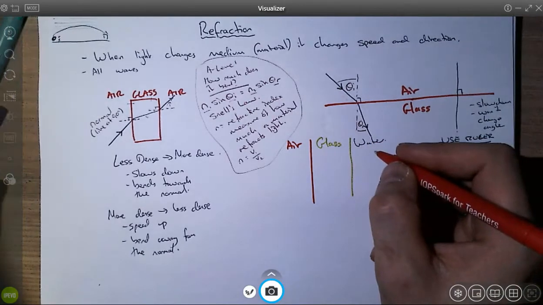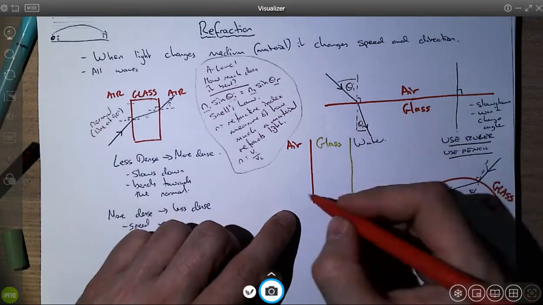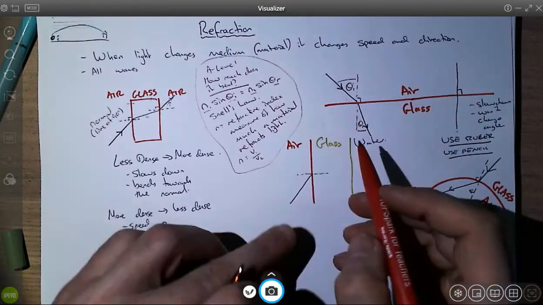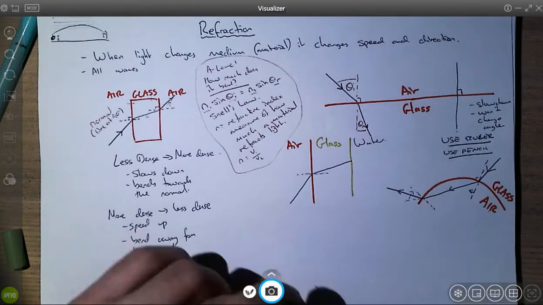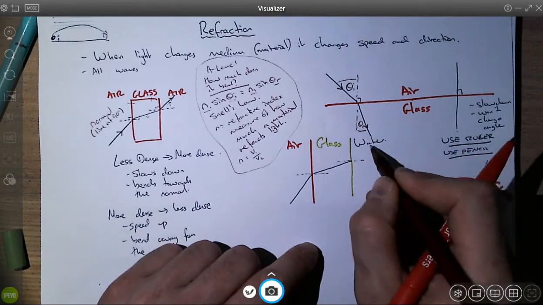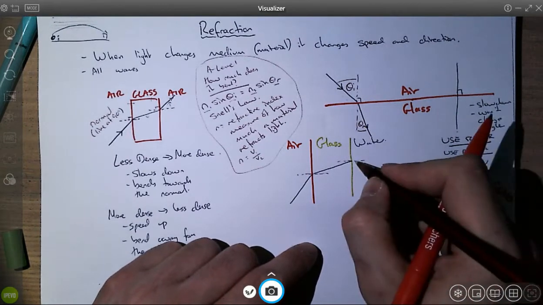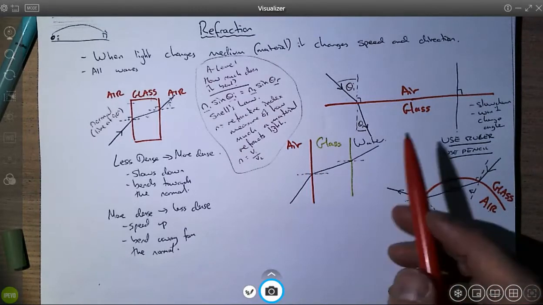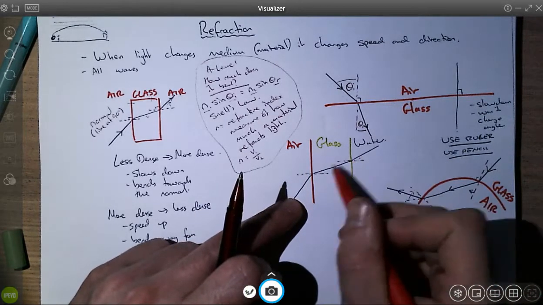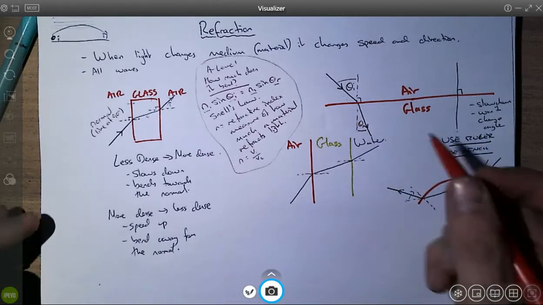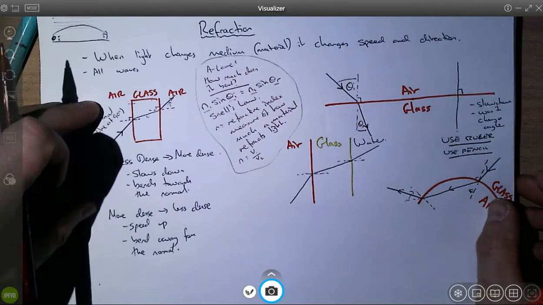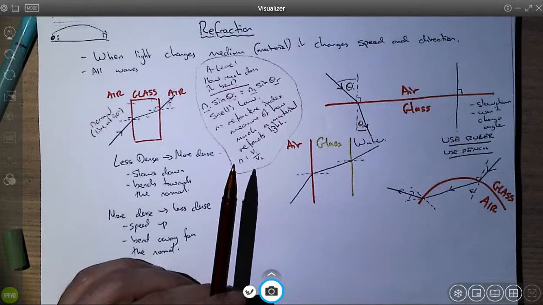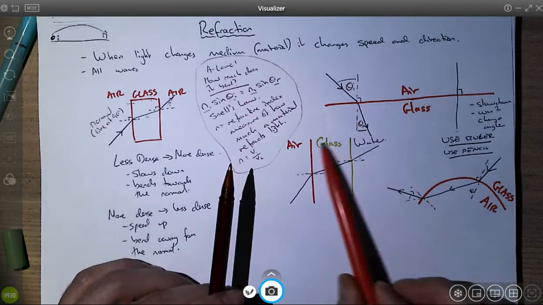So they could well give you multiple materials. So here, same sequence of steps. What's going to happen? Glass is more dense than air, so it bends towards the normal. And now we've got water and glass. Water is less dense than glass. It's going to bend away from the normal. And because these aren't the same materials, they're going to have different refractive indices. These won't strictly be parallel. But usually these diagrams at GCSE are not to scale.